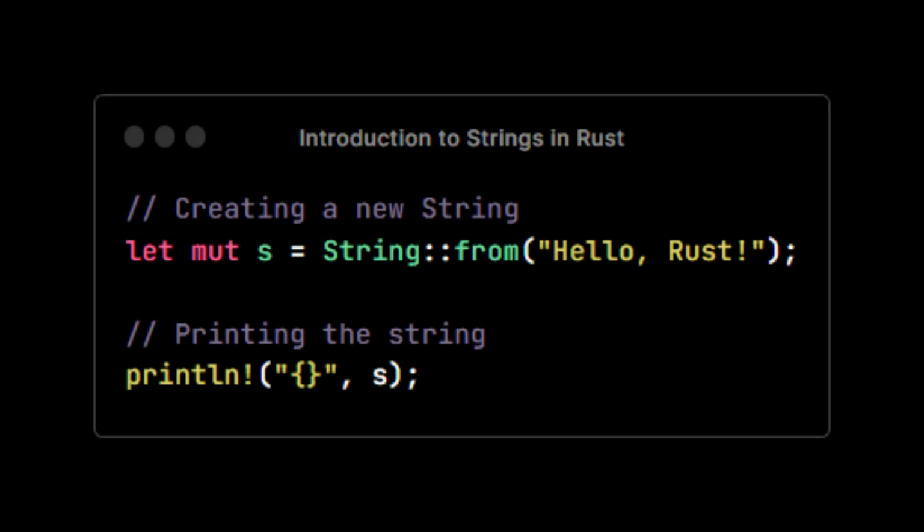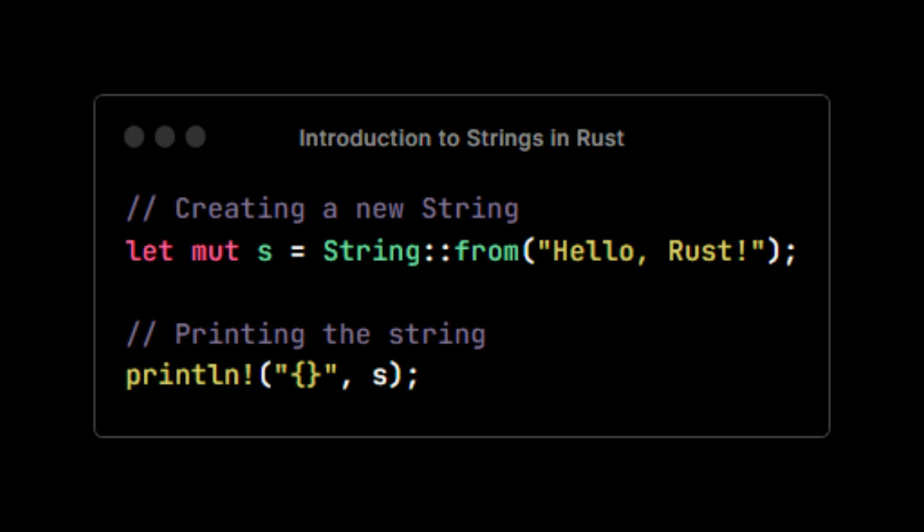Introduction to strings in Rust. In Rust, strings are a sequence of Unicode scalar values encoded as UTF-8. Rust provides two types of strings: String and string slices, &str. The String type is used for owned, mutable strings, while &str represents string slices, which are immutable references to a portion of a string.